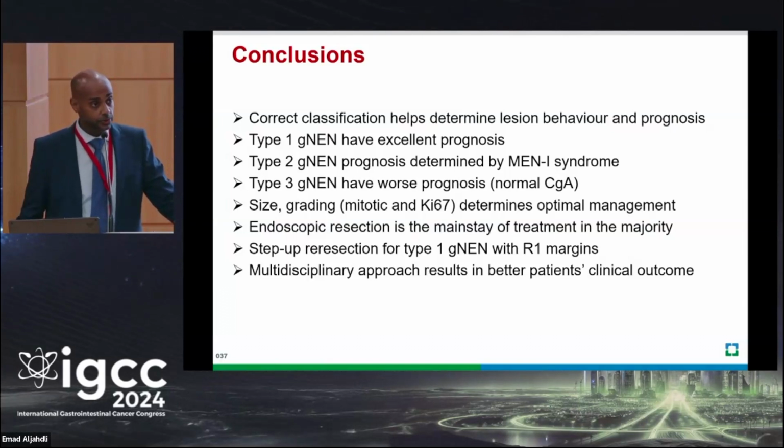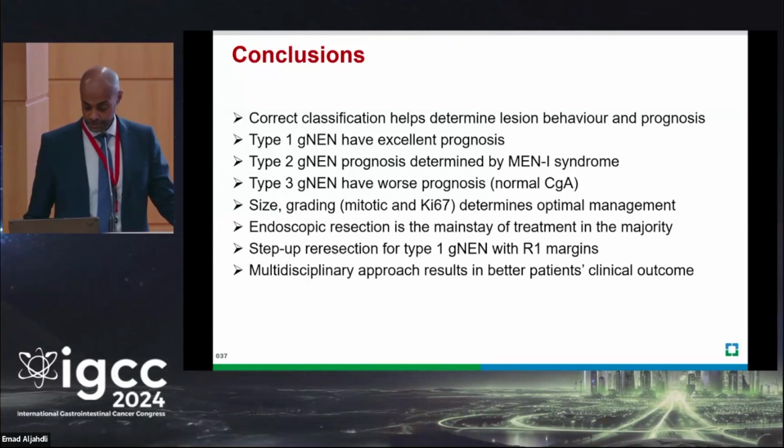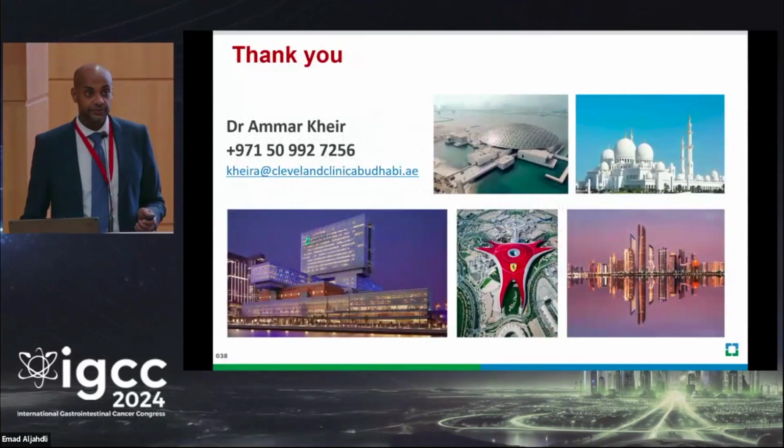And remember that a normal chromogranin A is a concerning feature. Size of the lesion and the grading of the proliferative activity using the mitotic count and Ki67 determine the optimal option. And endoscopic resection in the majority of lesions is the mainstay. And remember that we can still do a step-up re-resection for type 1 with a positive margin. And these lesions are best served in a multidisciplinary approach for better clinical outcomes. And thank you again for the invitation.